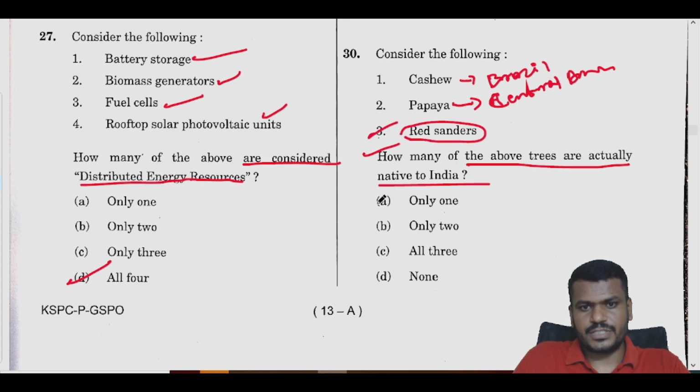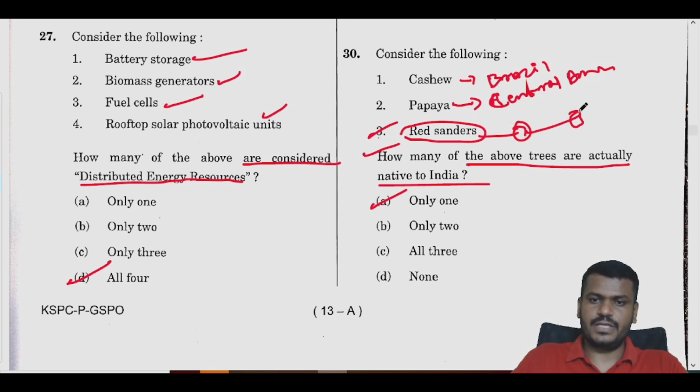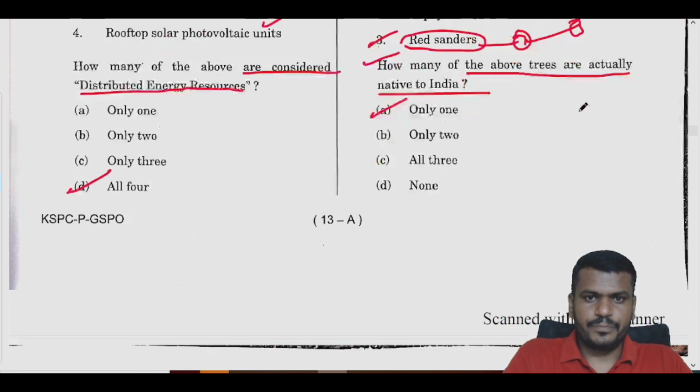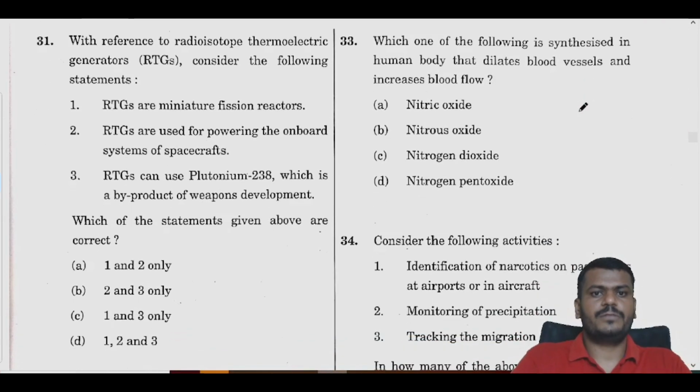Okay, only the third statement is correct, and your answer will be A. Only one is correct, because of red sanders, that is what the Pushpa movie, okay, you might have seen. So red sanders. Okay, next, 31st question.